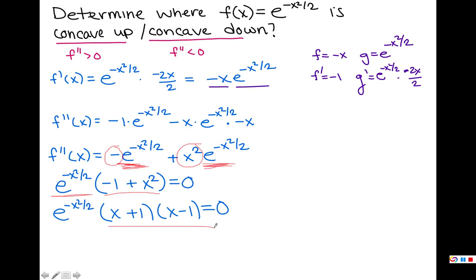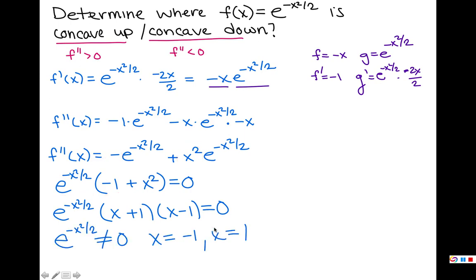Now that this expression is factored, we can set each of the factors equal to 0 to solve. E to a power is never going to equal 0. If you wanted to solve that kind of equation, you would have to take the log of both sides, but you can't take the log of 0. So you can just remember that e to a power never equals 0. That doesn't give us any solutions. The only solutions we have are from the other factors, x equals negative 1 and x equals positive 1.